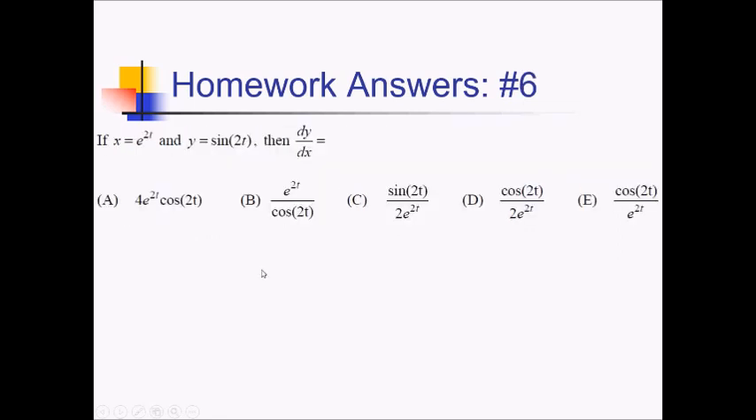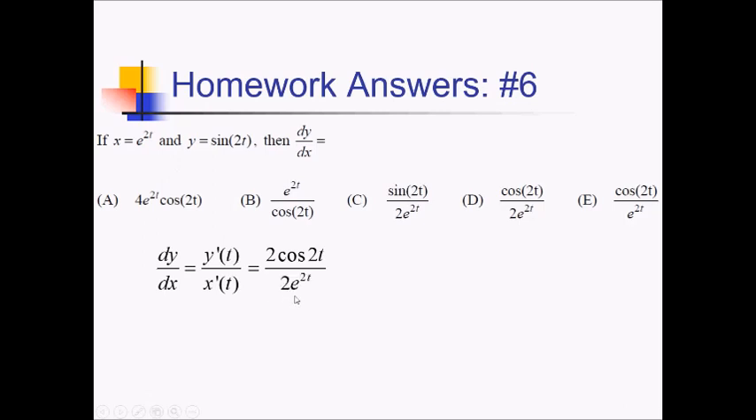On this problem, we're given the parametric functions for x and y, and we want dy over dx. So in general, for parametrics, that's going to be y prime of t over x prime of t. So in particular, y prime of t here, using the chain rule, is cosine of 2t times a tail of 2, so 2 cosine of 2t. And then for x prime, we've got e to the 2t also times a tail of 2, so that's going to be 2e to the 2t.